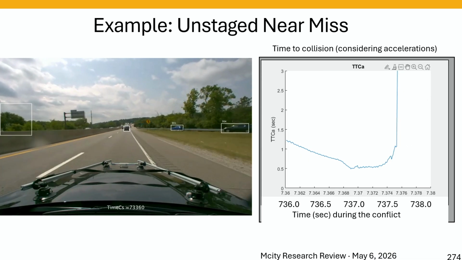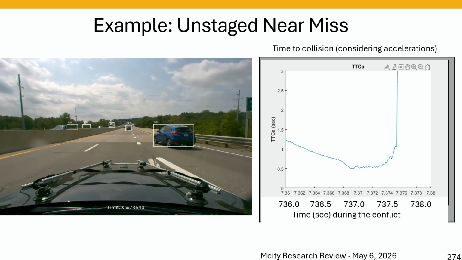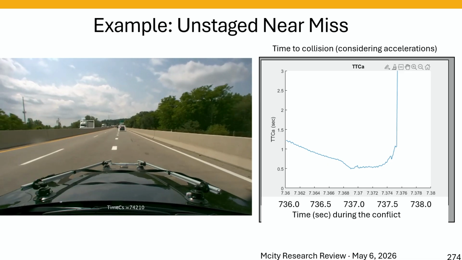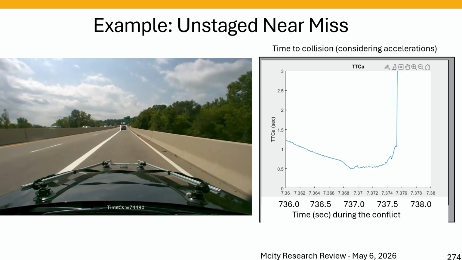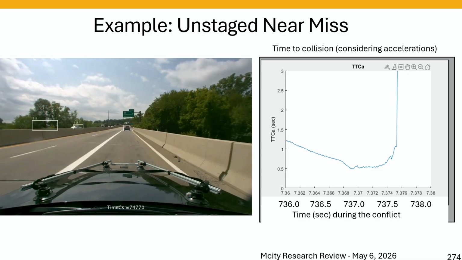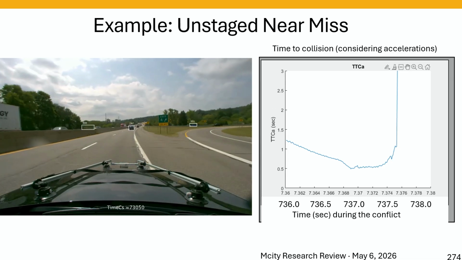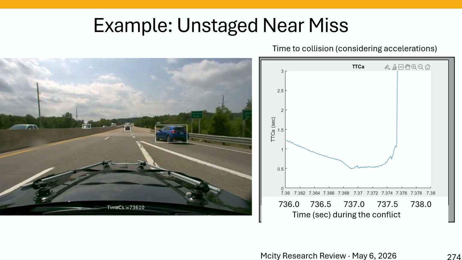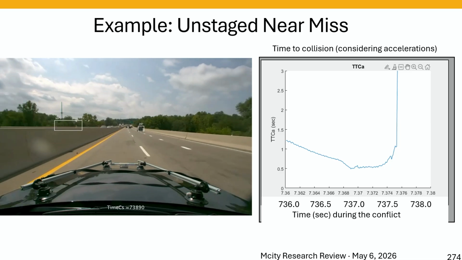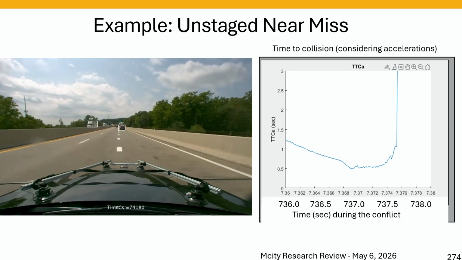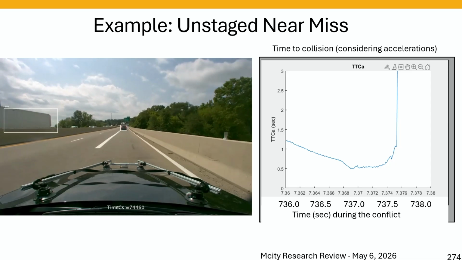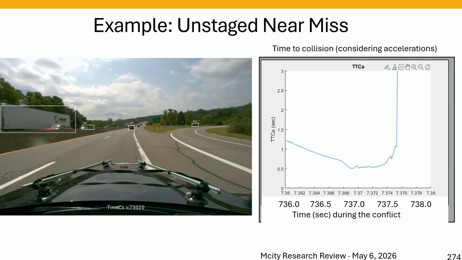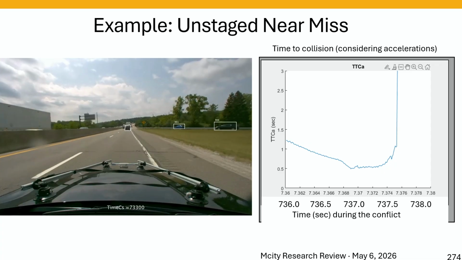Here's a naturalistic video. This wasn't staged. That was close. On the right, you can see the time to collision with accelerations, which is not just the kinematics, but computation of time to collision with accelerations. That means the other vehicle's motion is also accounted for. As you can see, it starts from 1.2 seconds, goes down to 0.5 seconds, and when the maneuver is made, it again increases.